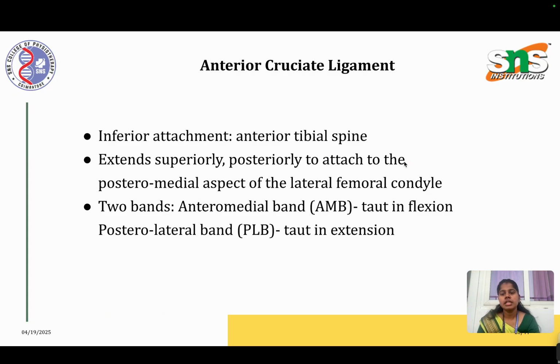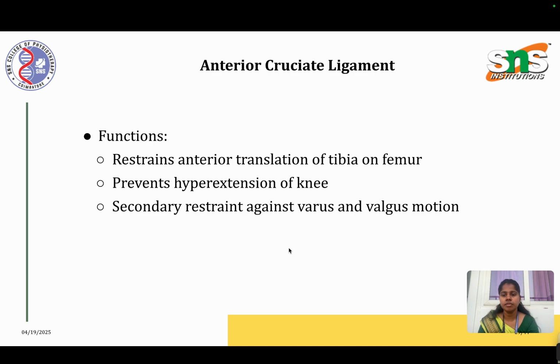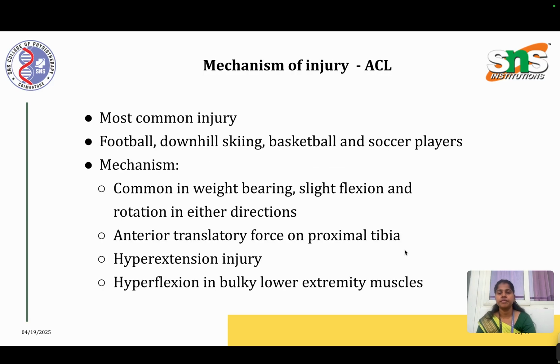Its inferior attachment is into the anterior tibial spine. It extends superiorly and posteriorly to attach to the posteromedial aspect of the lateral femoral condyle. It has two bands, the anteromedial band and the posterolateral band. It functions to restrain anterior translation of tibia on femur, and it prevents hyperextension of knee, and is a secondary restraint against varus and valgus motion.